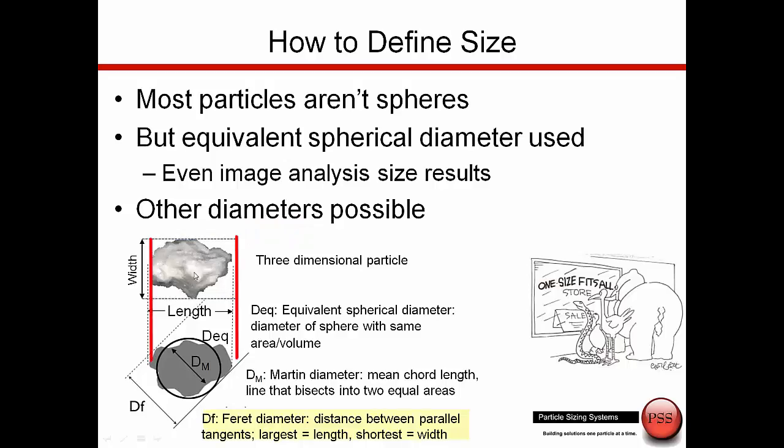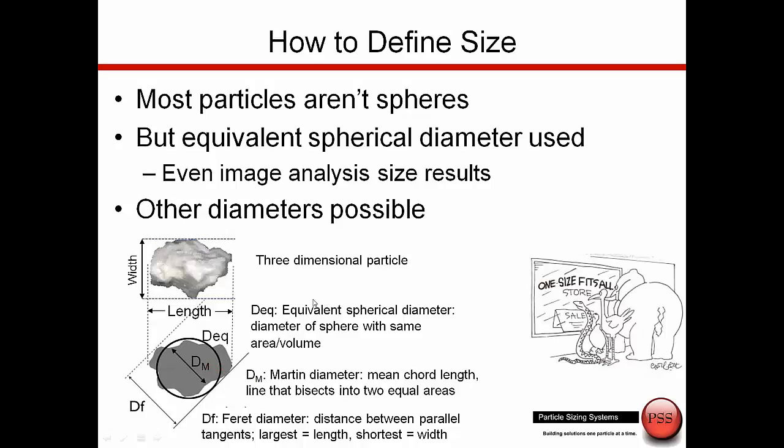If you look at the distance between parallel tangents, these are called the Feret diameters. And the longest Feret diameter would be the length, and the shortest one would be the width. There's also something called the Martin diameter, which is the mean chord length, or one that separates a particle into equal areas. But most frequently what we're going to include here is an equivalent spherical diameter, a diameter of this size that is equal to the projected area or the volume of the particle.